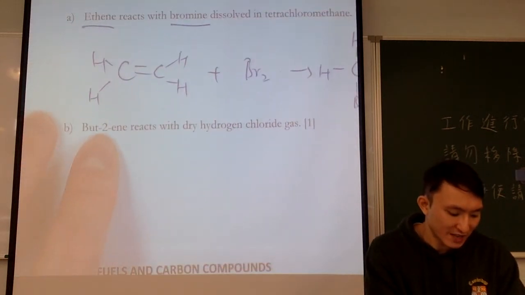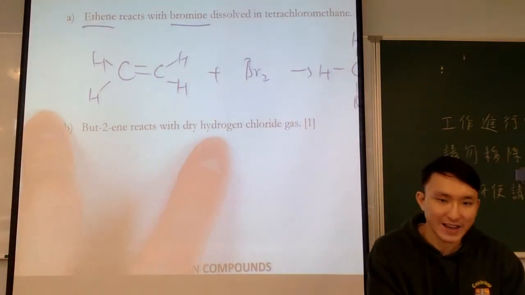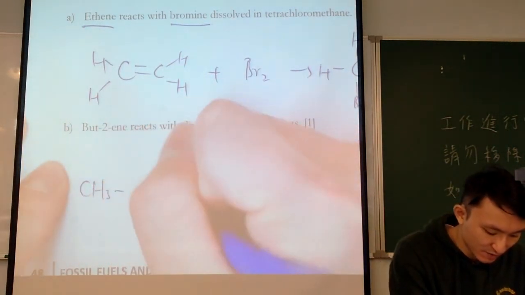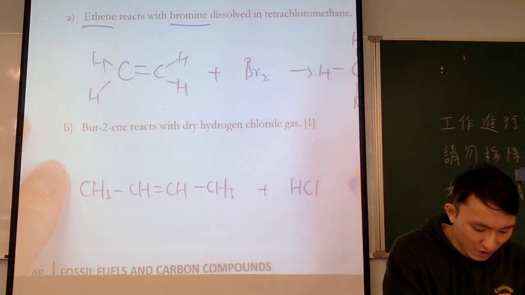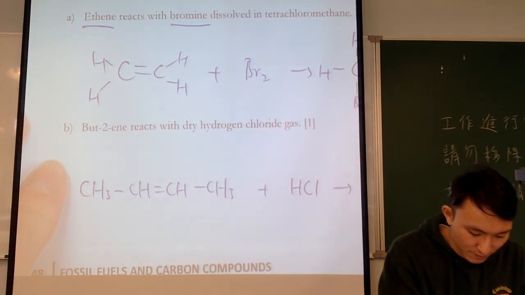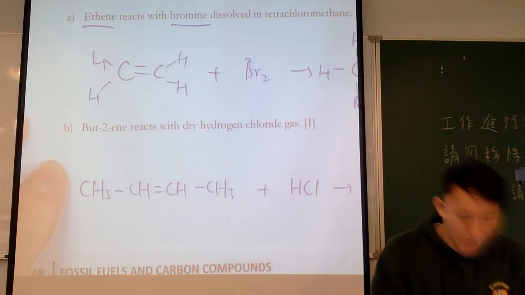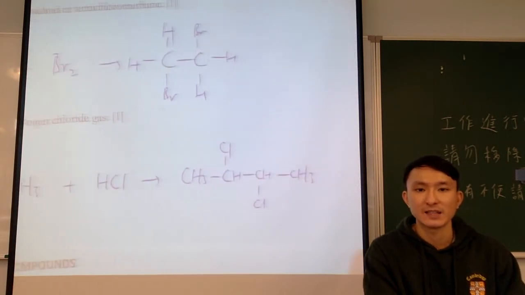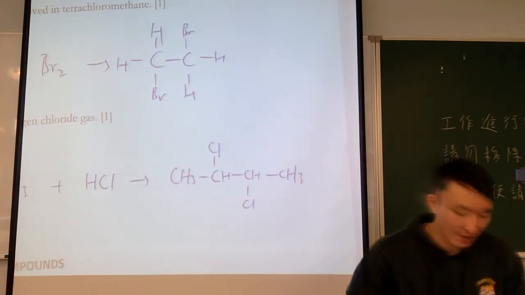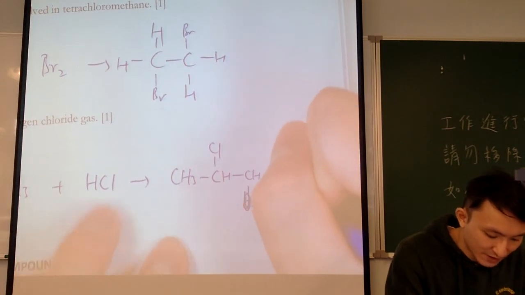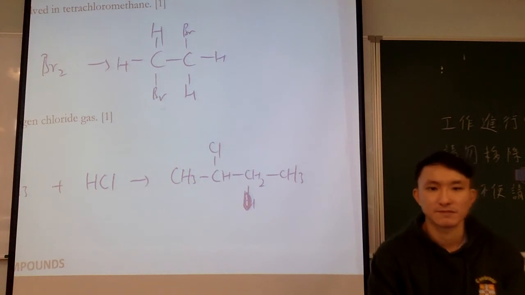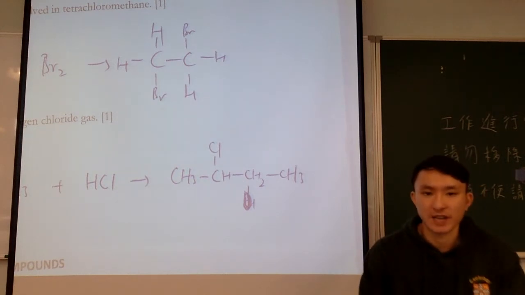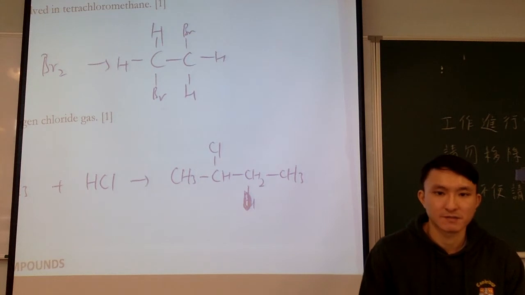And then butylene reacts with dry hydrogen chloride gas. So butylene, dry hydrogen chloride gas to form 2,3-dichlorobutane. Sorry, this one should be H because it's HCl gas. Okay, like this. All right. So it's just a 2-chlorobutane. All right.